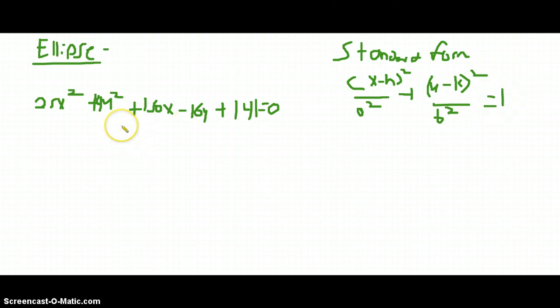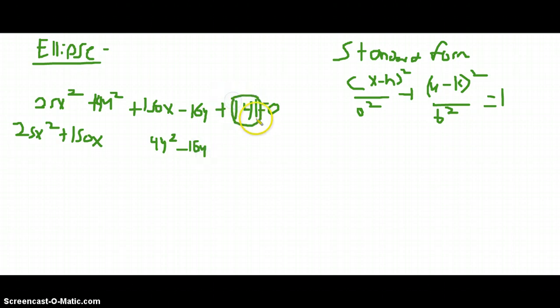So given this, what we are going to do first is group our differing values. So we have 25x squared plus 150x. Now I'm grouping by the different x's and y's. I'm just putting x over here and y over here. So it would be 4y squared minus 16y. And then with the 141, like we did with circles, I'm putting it all the way on the other side. So equals negative 141.